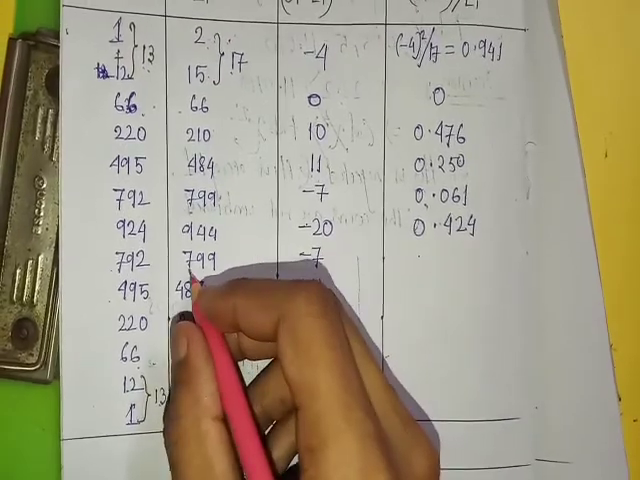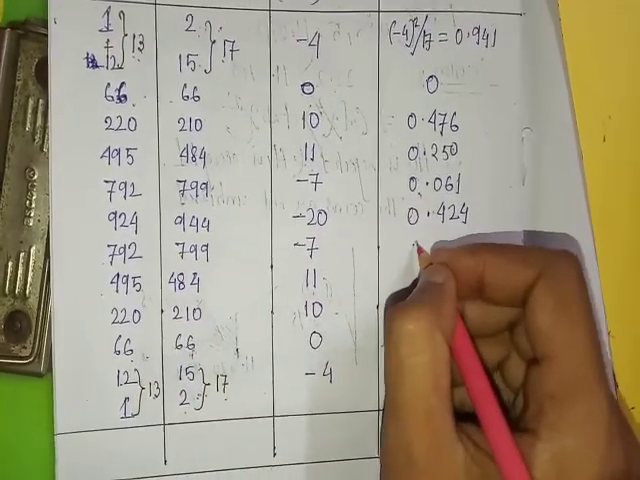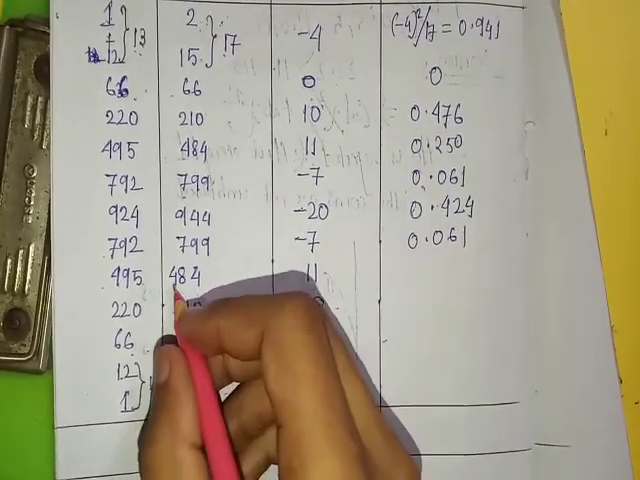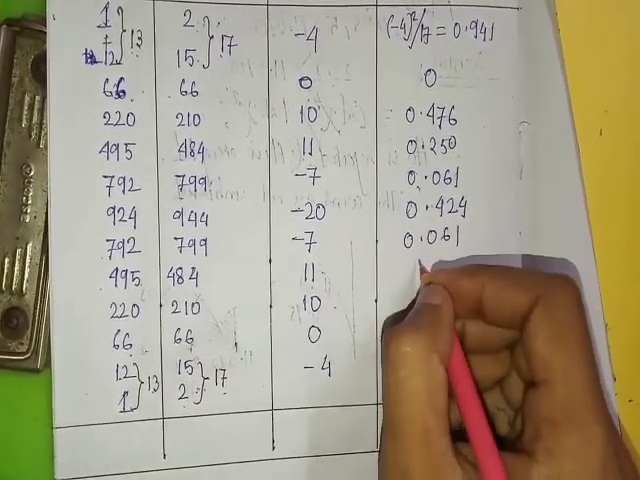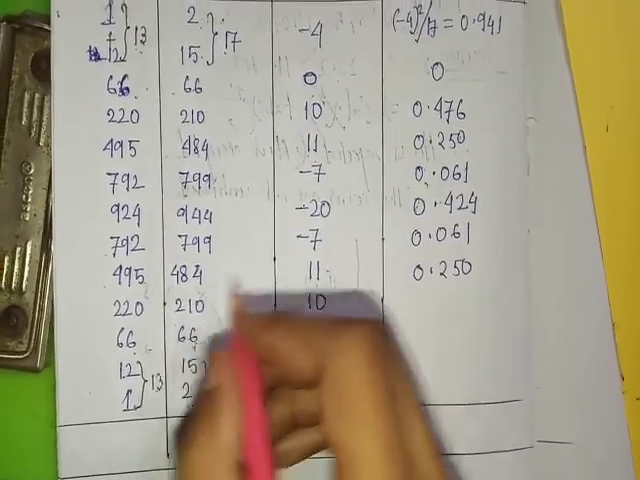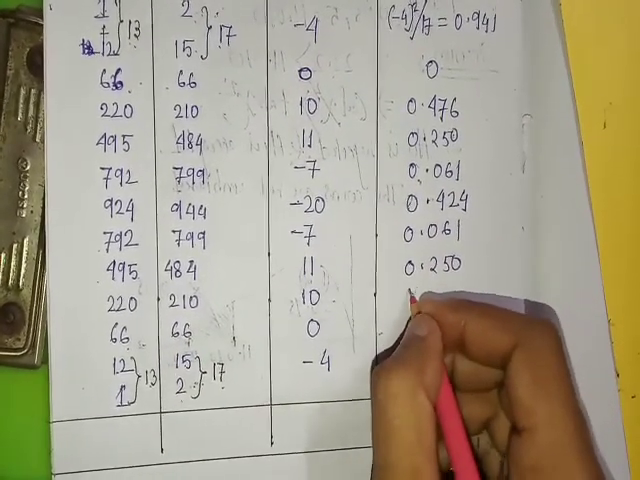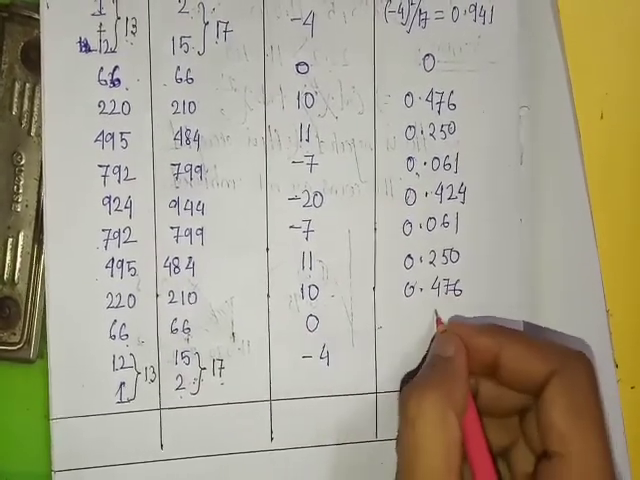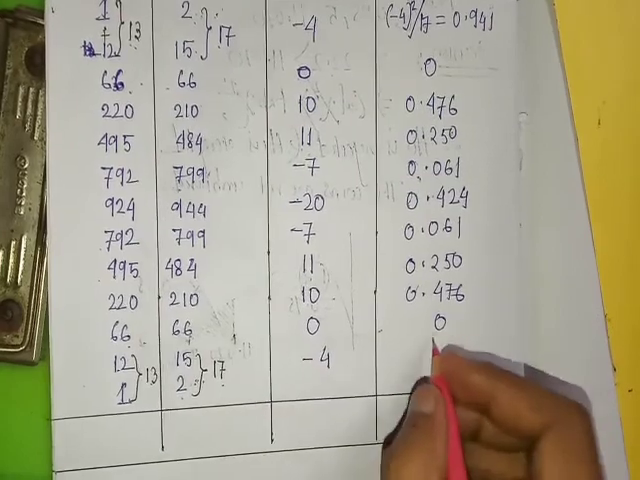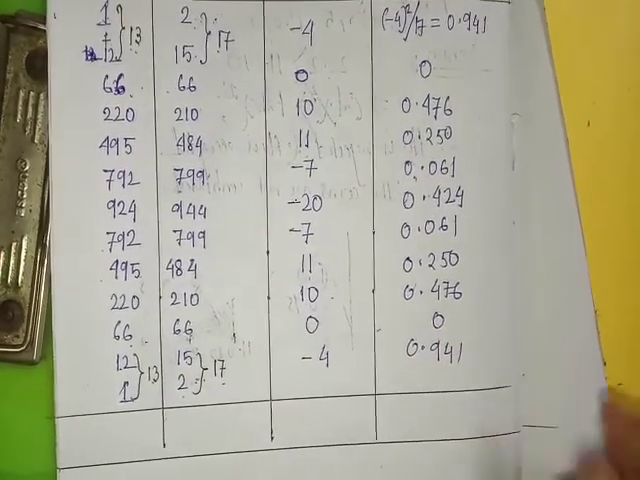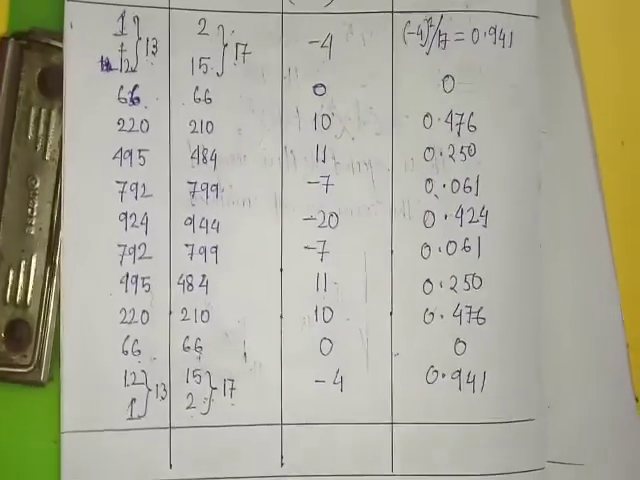Minus 7 square by 799, we get 0.061. 11 square by 484, we get 0.250. 10 square by 210, we get 0.476, this is 0, and minus 4 square by 17, we get 0.941.